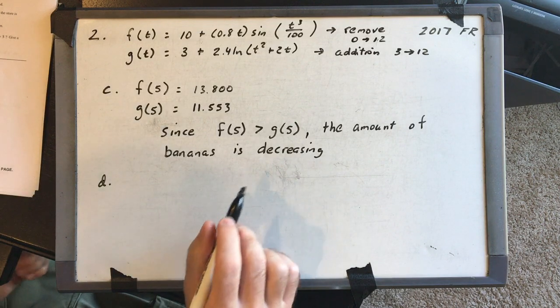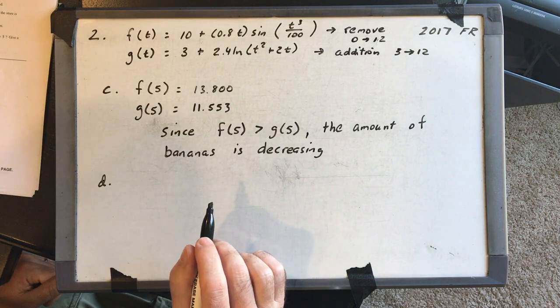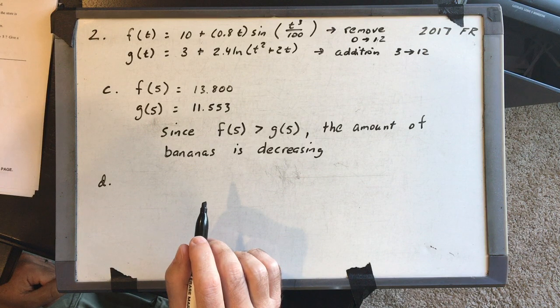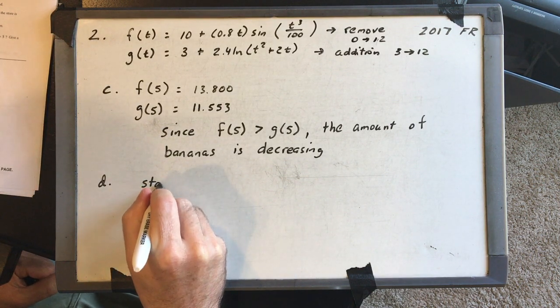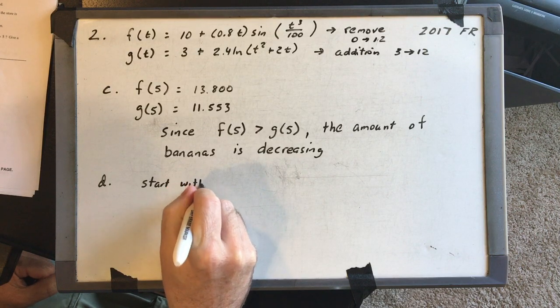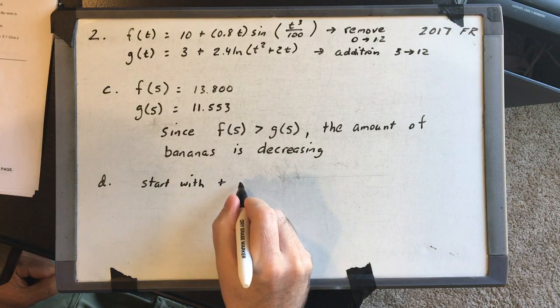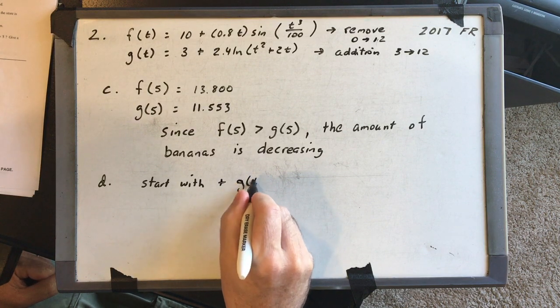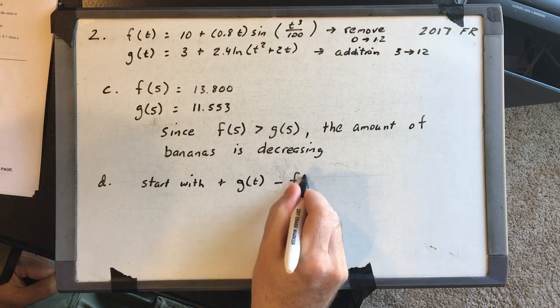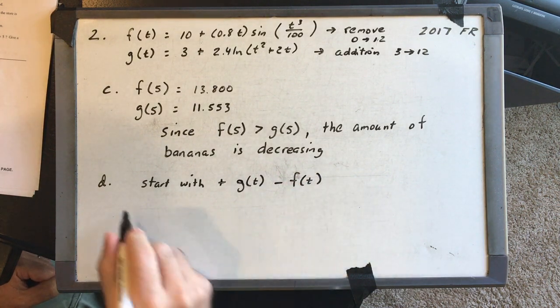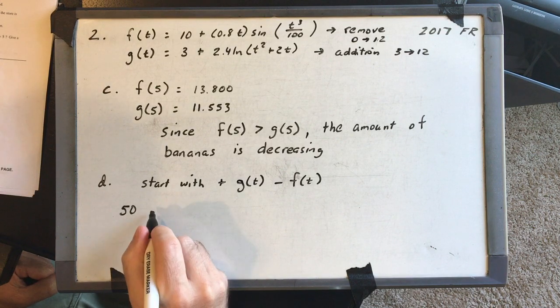Okay, so that's a pretty easy explanation and not a real hard one to get. Part D says, how many pounds of bananas are on the display table at time t equals 8? The way you figure it out is you start with 50 pounds, plus G of t, which is how much you added, minus F of t, which is how much was removed.